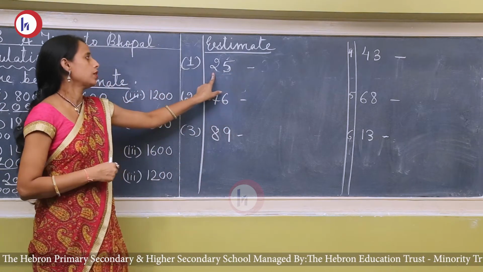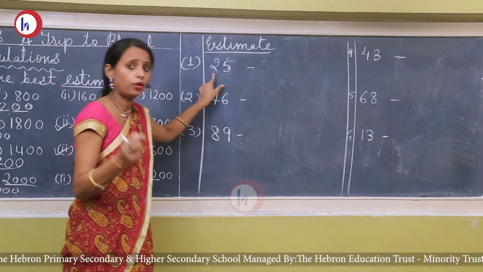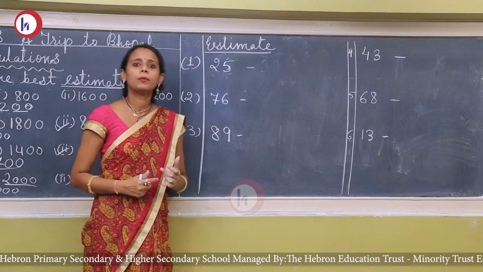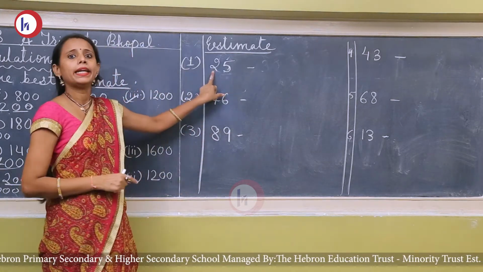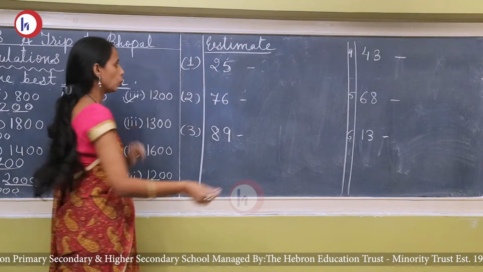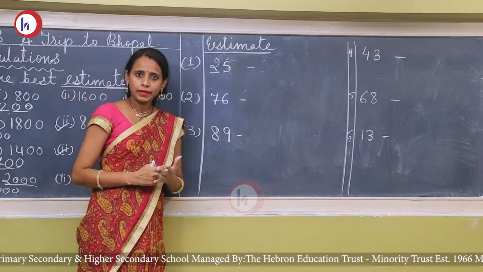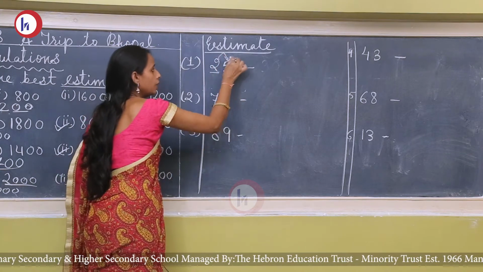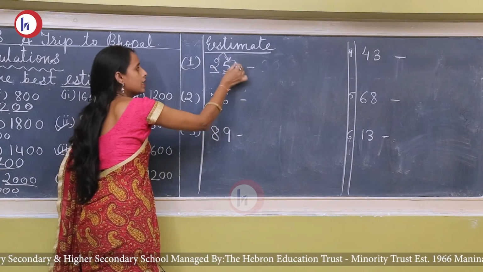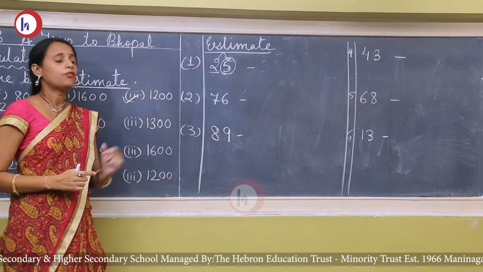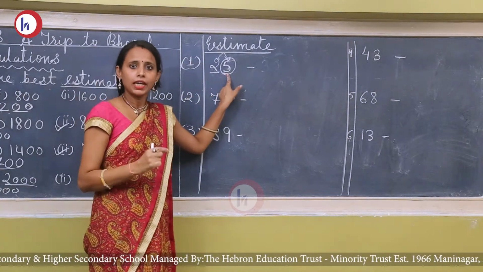So here the first number is 25. So first of all we have to see which digit will be estimated. So first digit is 2. This digit will be estimated. So to estimate this number we have to look at the right digit of 2. It is 5.